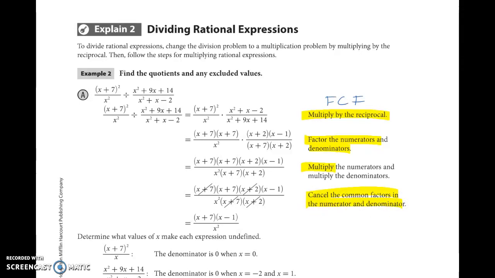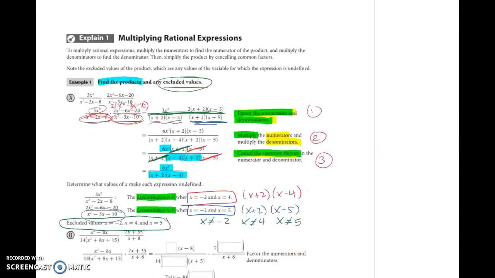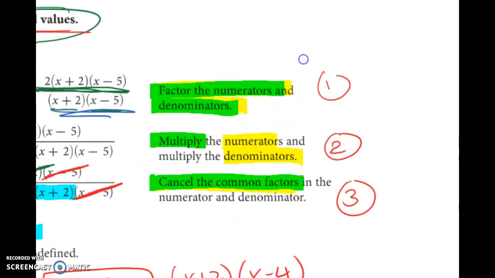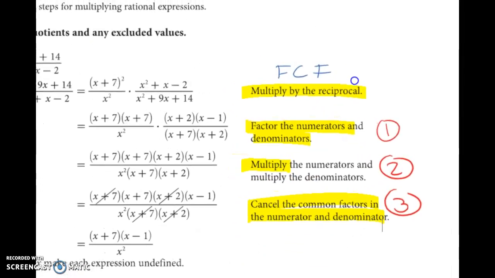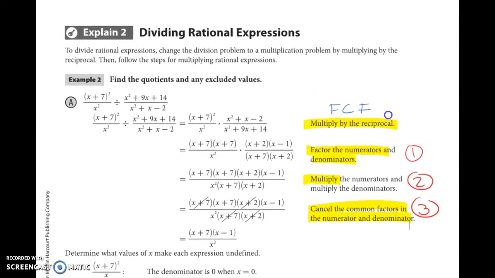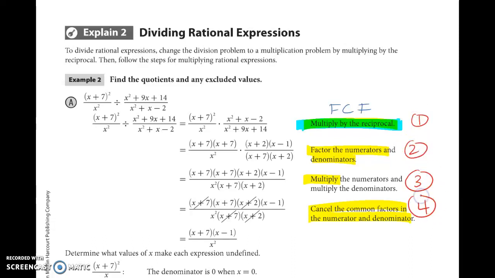So if you actually notice, this is step 1, 2, and 3 from explain 1. Boom. Those 3 right here. Exactly what we just did for multiplying is what we are going to do for dividing. But before we can do that for dividing, we have to do that first step. And that step is to freeze, change, flip, or multiply by the reciprocal. So with dividing, there's just one additional step, and the other ones are the exact same.